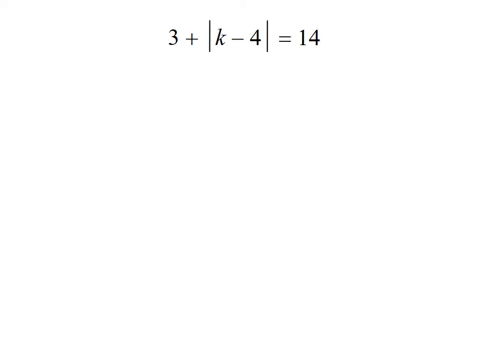In this first example, we have 3 plus the absolute value of k minus 4 equals 14. And the big difference we have here versus all the examples we did in the last video is our absolute value isn't isolated. In order to do so, we're going to wrap up the absolute value into a present. The purpose of this is to help you with that process of isolating. So I can rewrite this as 3 plus the present equals 14.